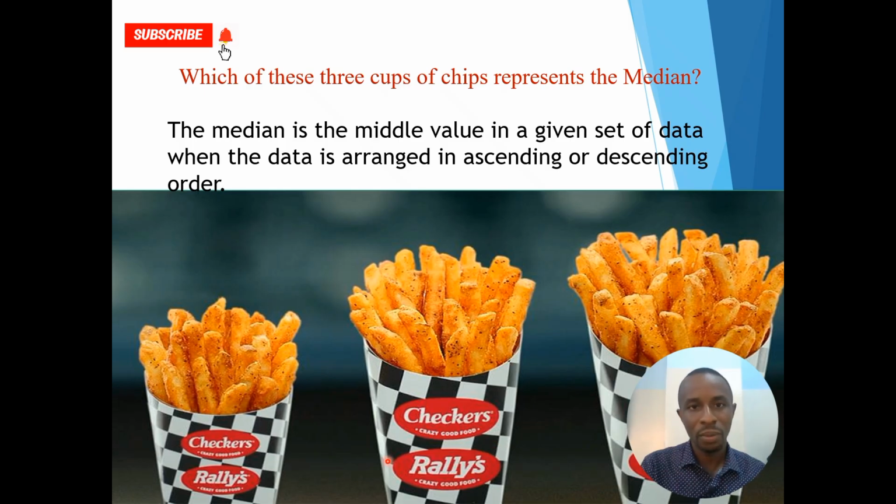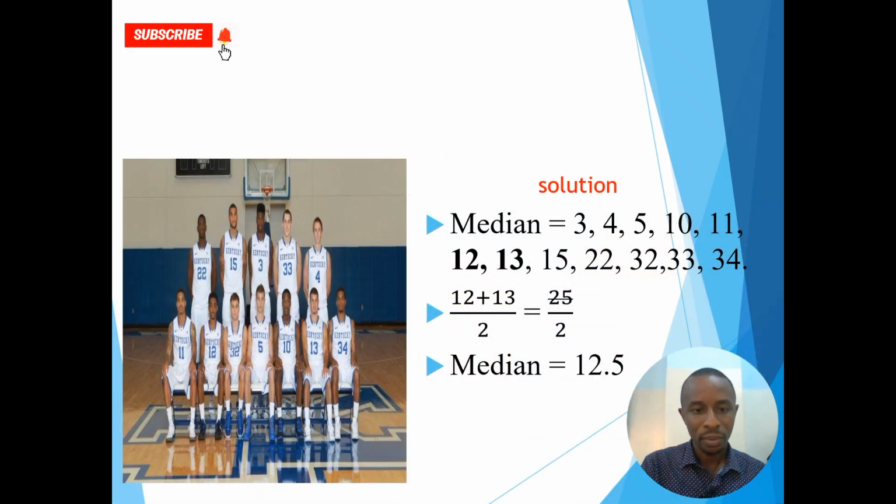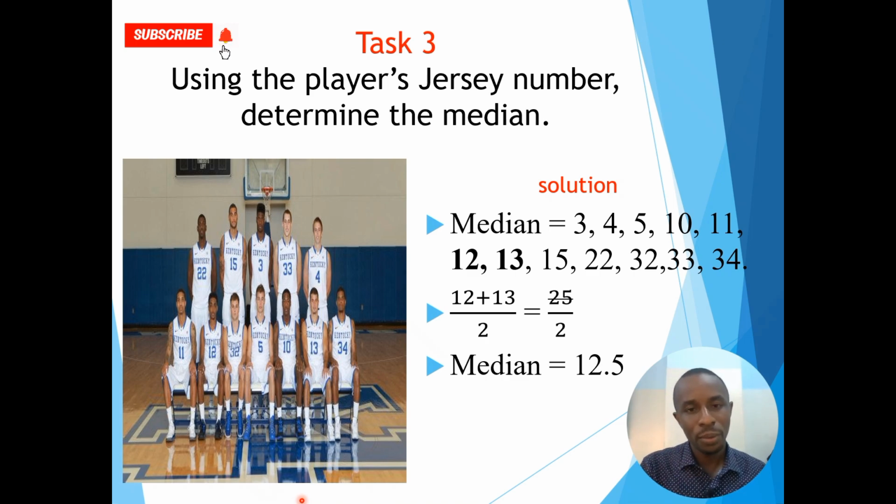I believe you have written down your answer. So the middle one is the middle cup. Let's take still using the same example of just number of basketball players. Now the first thing to do to get median is to arrange the numbers in ascending or descending order. In ascending order, that is from the lowest number to the highest, which I've done here.